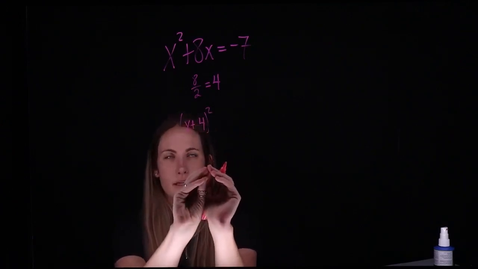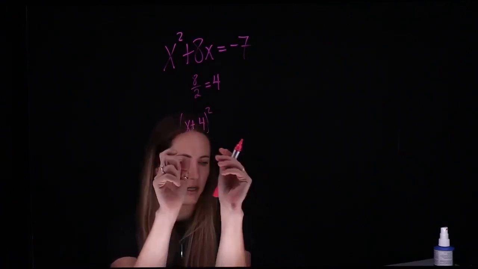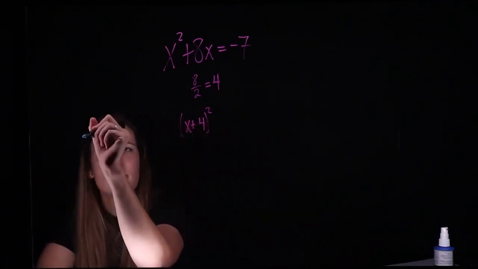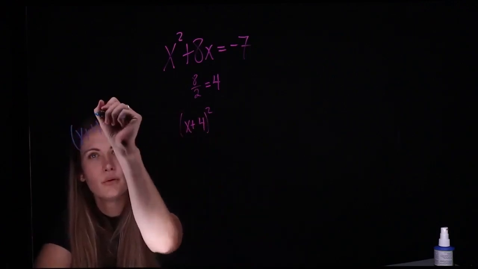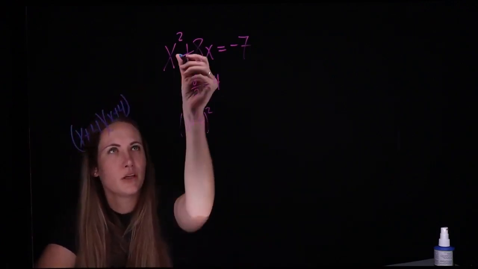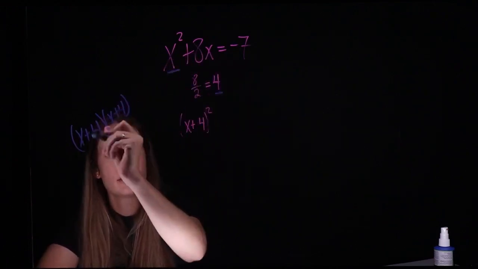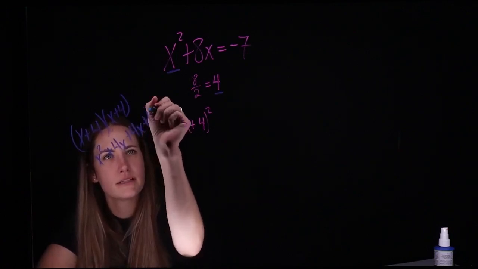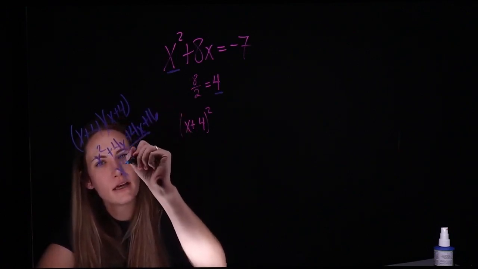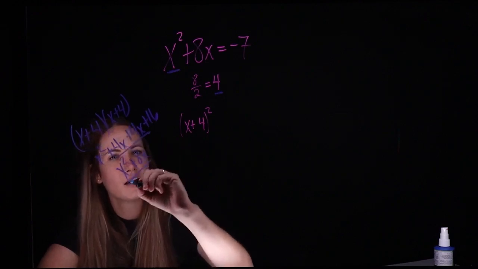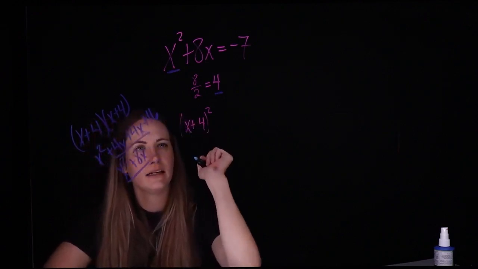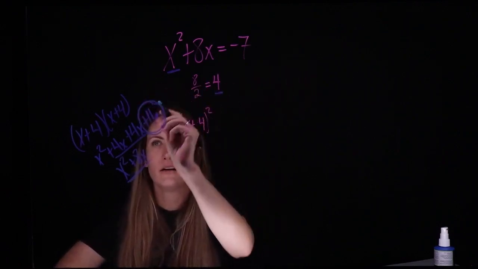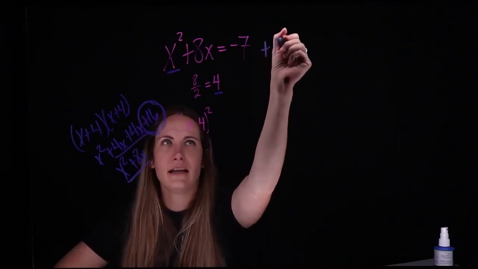But if we were to distribute this, the x squared and then 4x plus 4x, give me a second. So if we were to square this right here, we're going to have x squared plus 4x plus 4x plus 16, which makes the x squared plus 8x. This is what we had. So this new 16, we have to add to this other side as well. So this 16 that we found from completing this square, I have to add it to my negative 7.